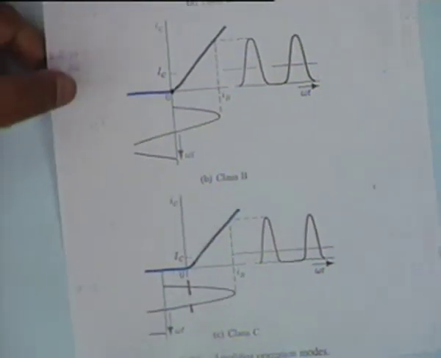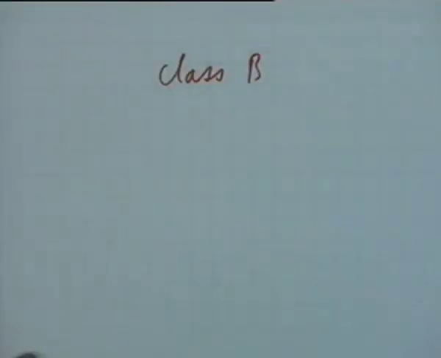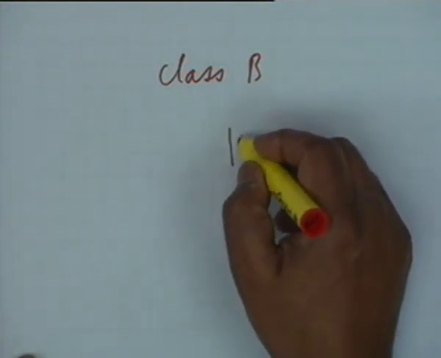These three terms should be remembered. What we have discussed so far is class A only. Now let us look at a typical class B operation. As I said, in class B you use two transistors.